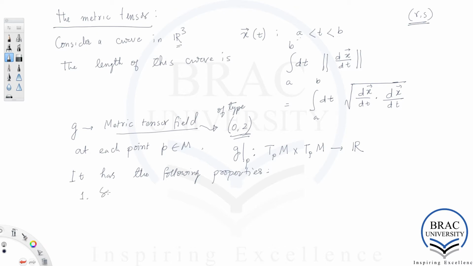1. Symmetry. For any two tangent vectors x at P and y at P in the tangent space T_P M, g at P acting on these two tangent vectors, x at P and y at P, should be the same as g at P acting on y at P, x at P. It doesn't depend on the order in which we put them. Okay, this is what we mean by symmetry.